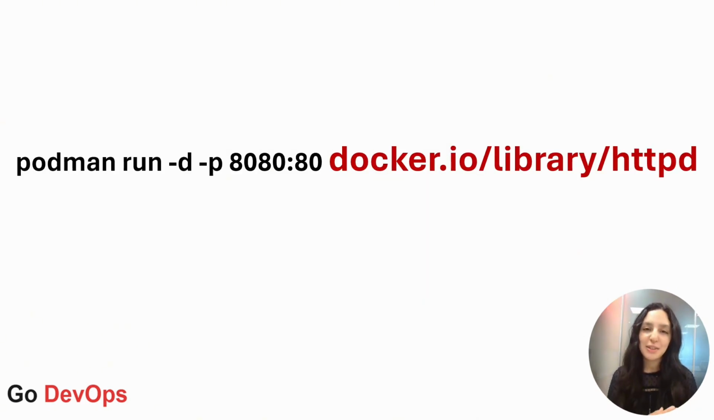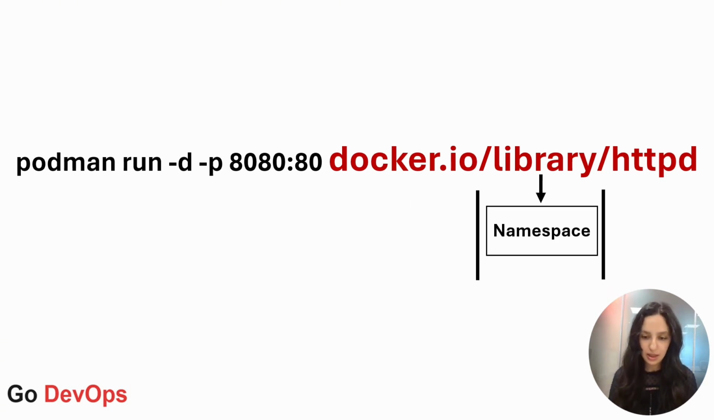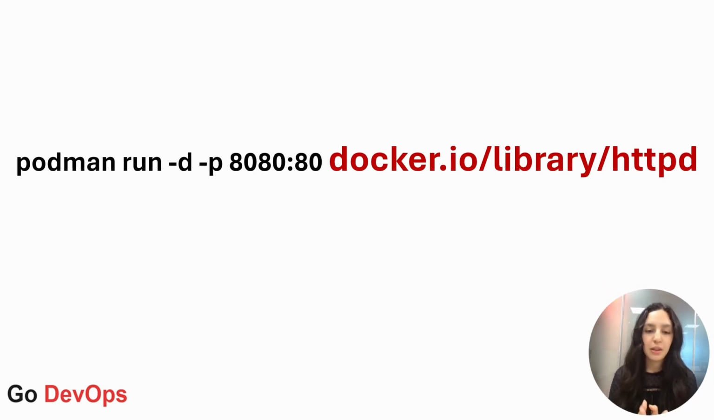Now let's continue with the image name itself. So here we have in red the full image reference used by Podman, and it can actually be broken into three parts. So we have the registry, the namespace, and the image name. The registry is where the image is stored. The namespace helps organize images, and finally HTTPD is the actual image name itself.